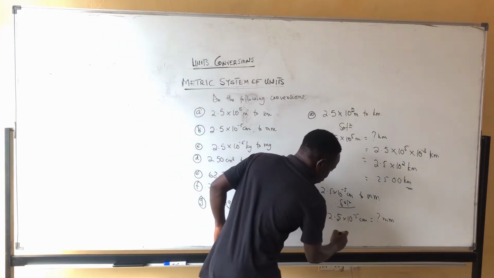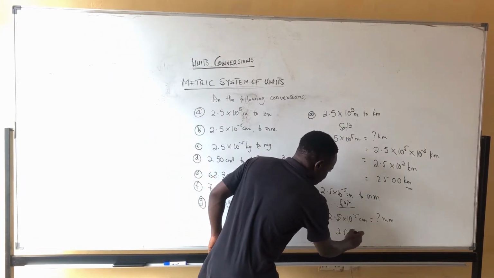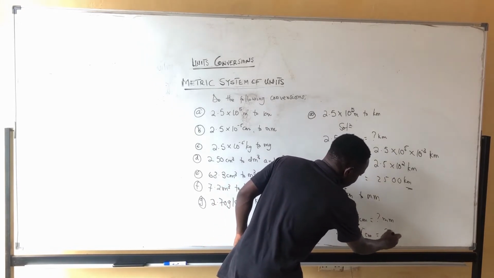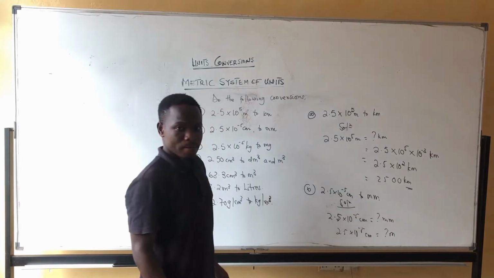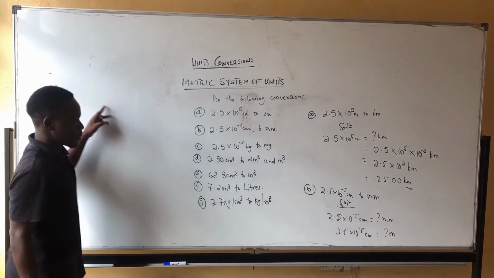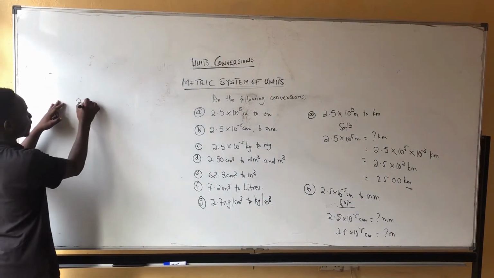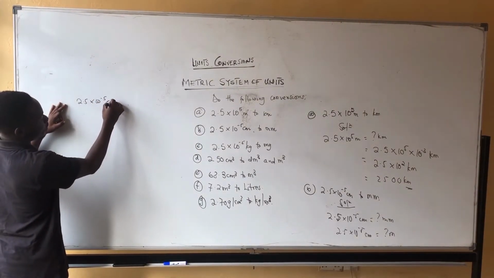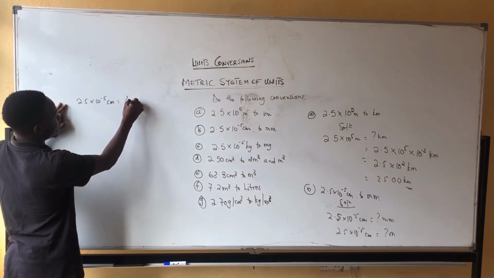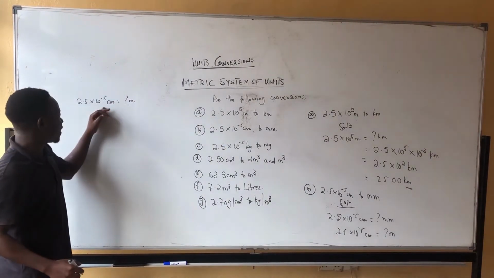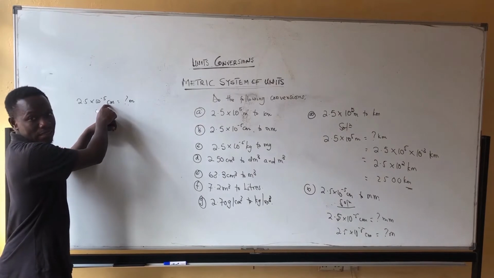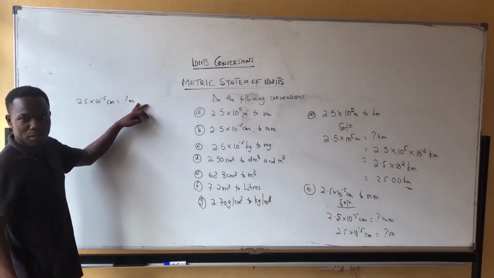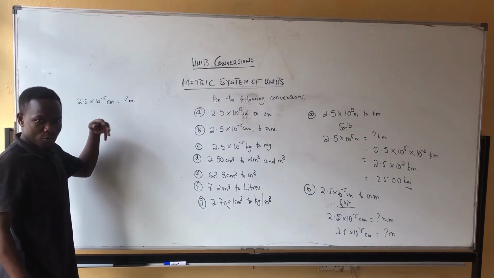So first of all, I'm going to take the same number and find its equivalent in meters. I'll be continuing right here. 2.5 times 10 to the power negative 5 centimeters is equal to what in meters? All I have to do is write the same thing and then substitute the value of centi into the equation, and then my answer will be in meters. I hope you are seeing that.